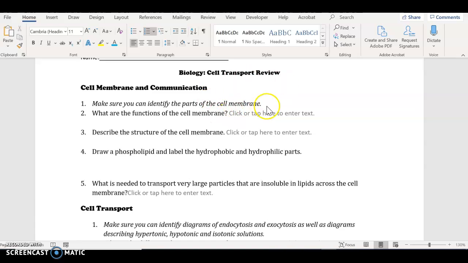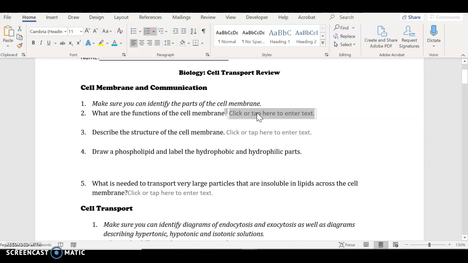This is in your notes, your cell membrane notes. You should be able to identify what a phospholipid is, what the hydrophobic and hydrophilic ends are, which we will do in one of these questions, that there is a phospholipid bilayer, and what a channel and a carrier protein look like. All right, so let's discuss the functions of the cell membrane.